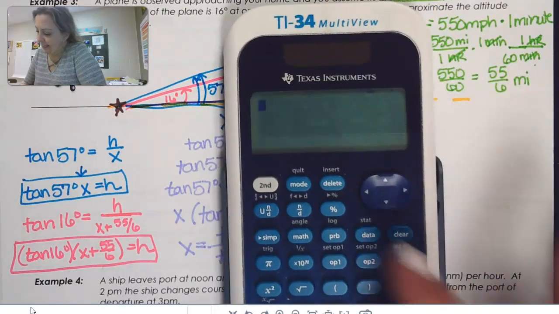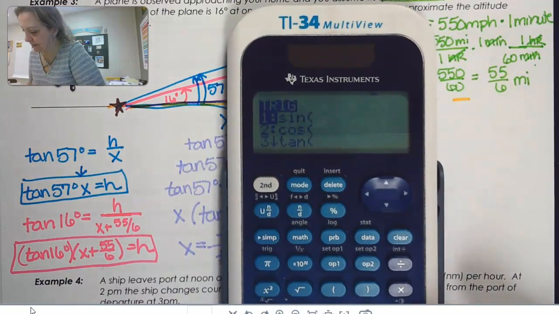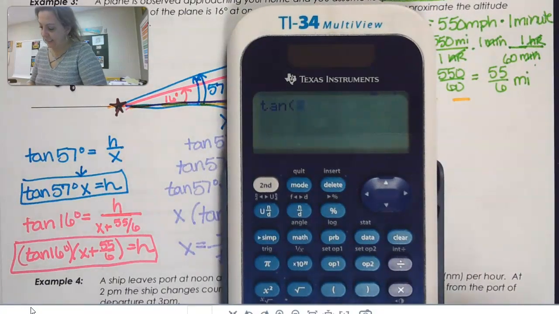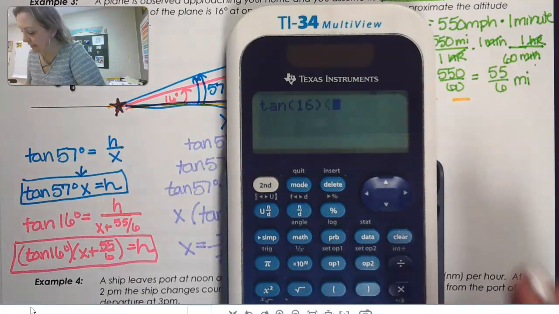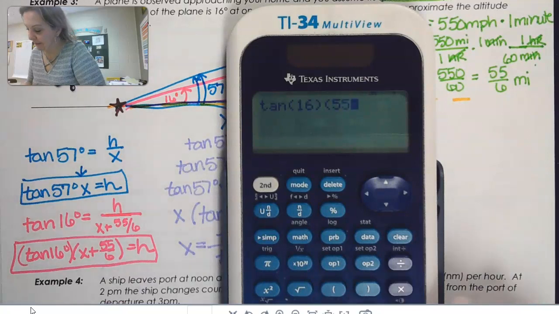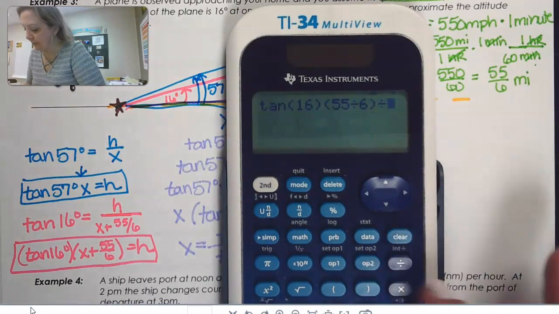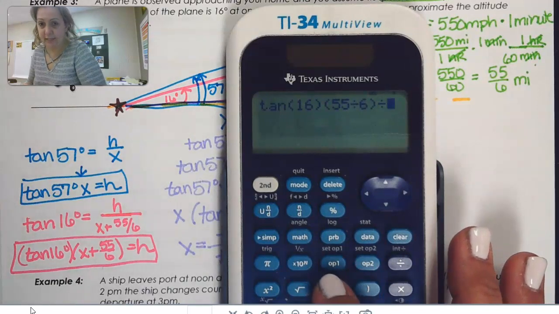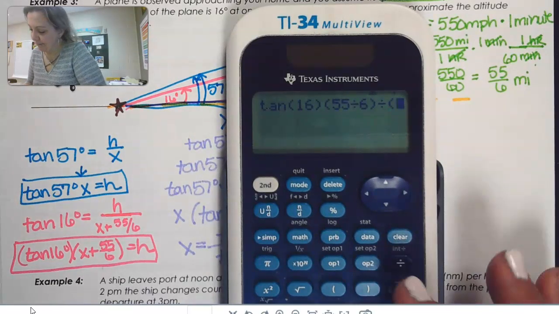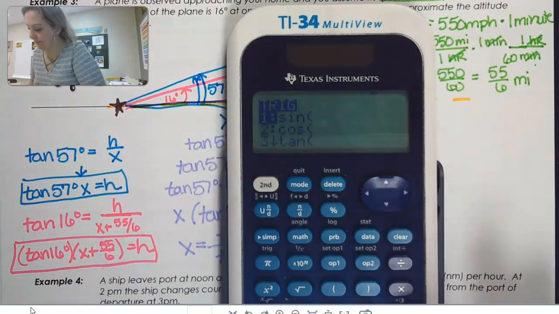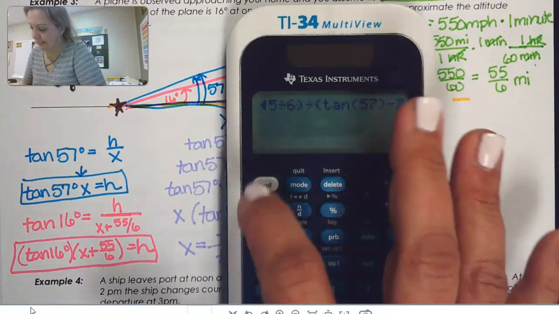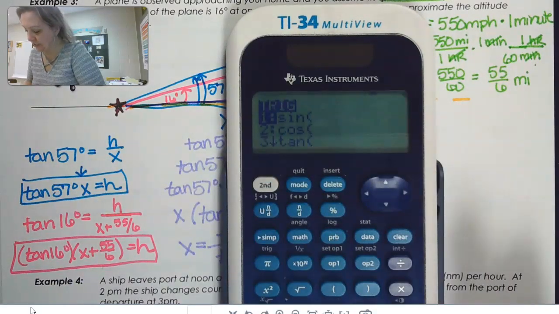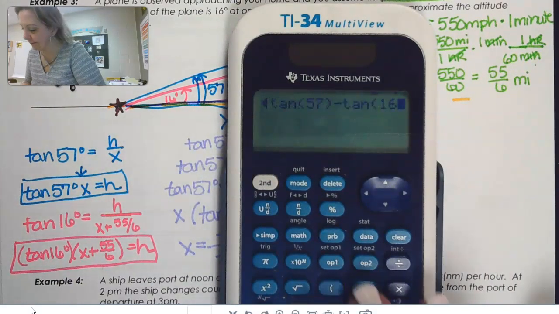So I'm going to take the tangent of 16 degrees, close parentheses, times 55 over 6. But when I divide, I want to make sure that all of this is in parentheses. So divide it by the tangent of 57 minus the tangent of 16.